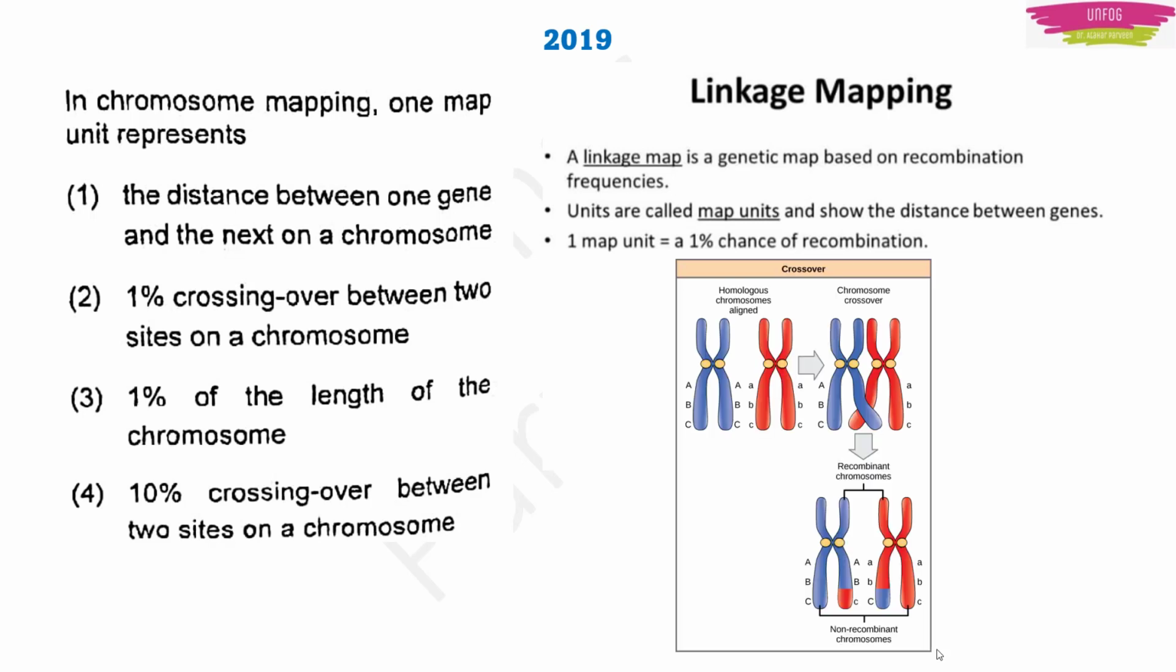Here you can see this figure. Here the homologous chromosomes are aligned. Then again in the second stage you can see that there is a crossover between the chromosomes. Blue and red color you can see. Here you can see that recombination is happening. So in chromosome mapping, one map unit represents 1% crossing over between two sites on a chromosome.